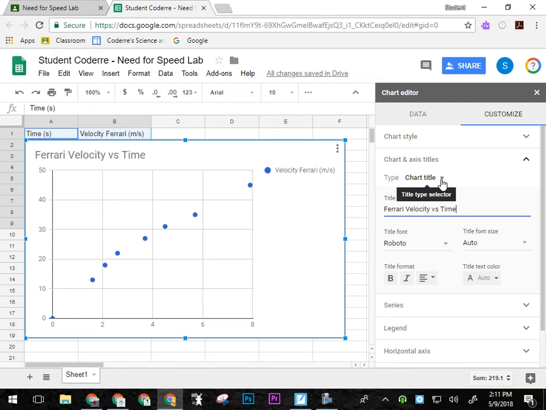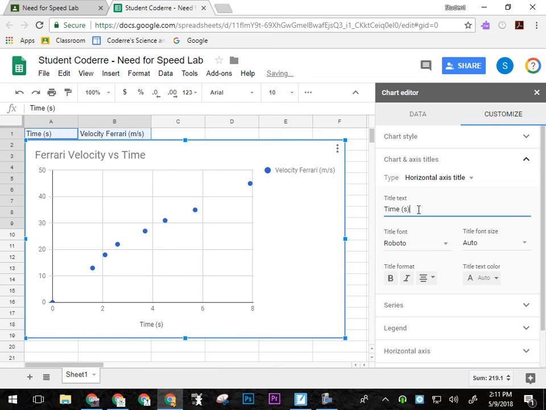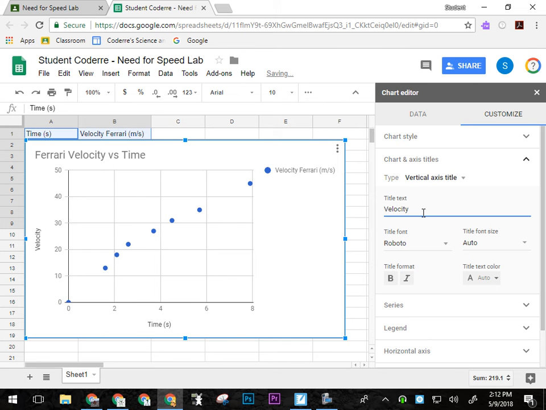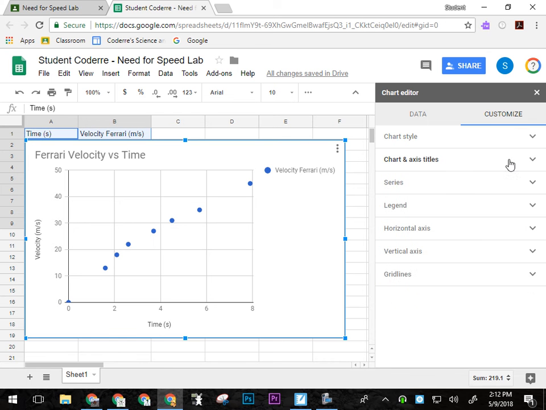Now I want to click up here beside chart title and put in the axes titles as well. My horizontal axis is going to be time in seconds. I've got to do the same thing for the vertical, except it's going to be velocity in meters per second. Oh, I'm hitting caps lock, that's why. Meters per second. So I've got the title done and the axes labeled.